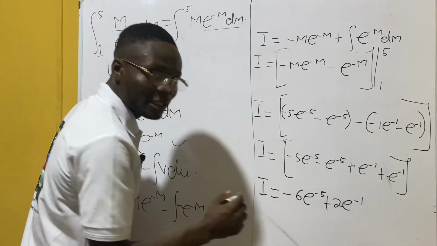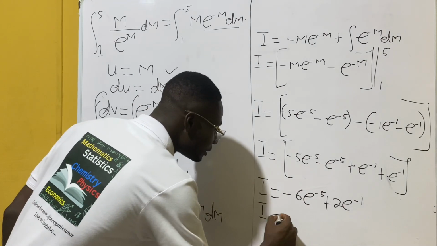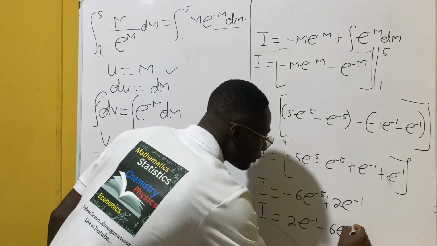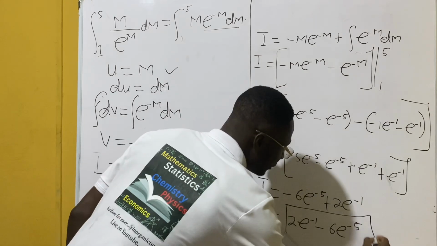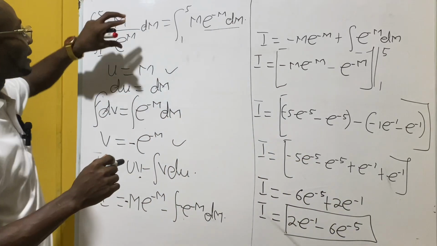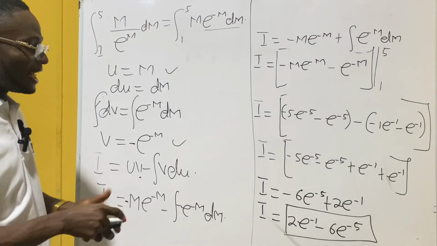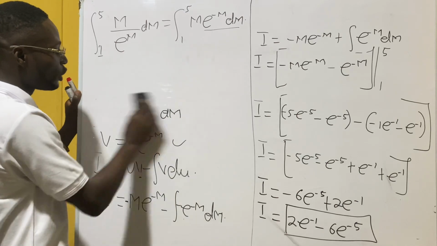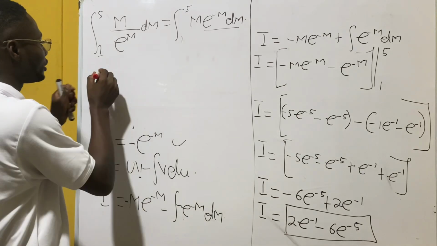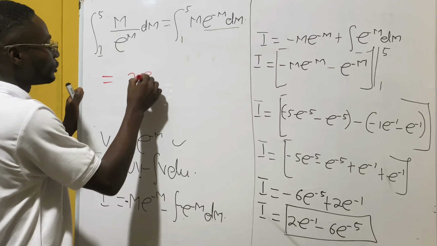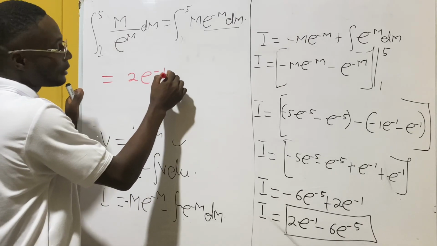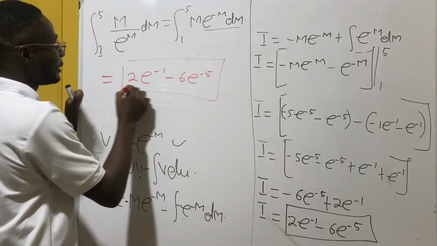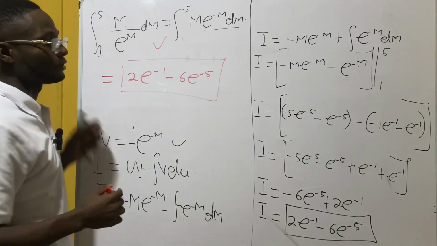Finally, we can say that this integration is equal to 2 e power negative 1 minus 6 e power negative 5, and that becomes the answer for this particular problem. So, ladies and gentlemen, the integration is very, very easy. You have to know your way around. You have to know the type of integration you are using, and it's going to be easy for you. So, 2 e power negative 1 minus 6 e power negative 5 becomes the final answer to this particular problem.